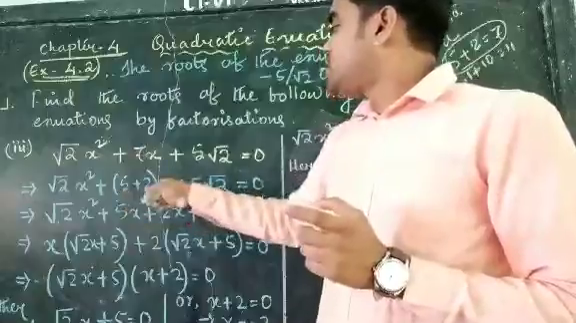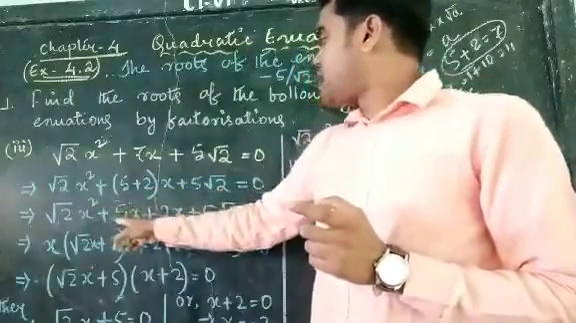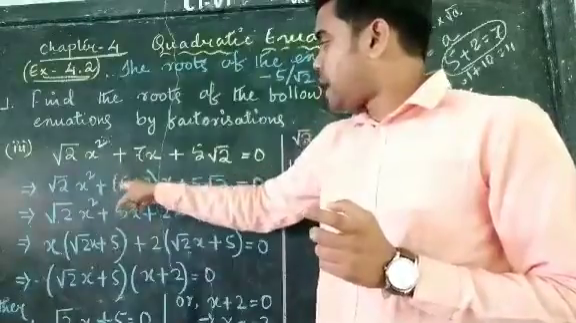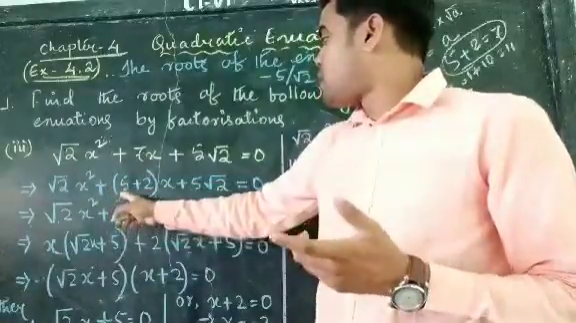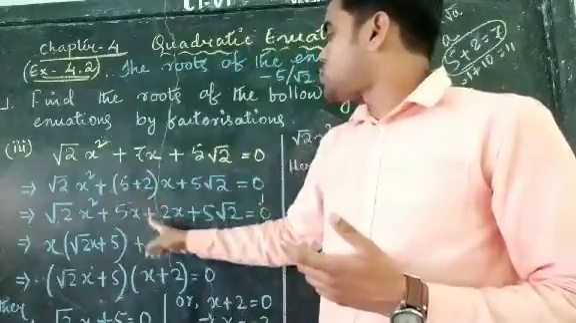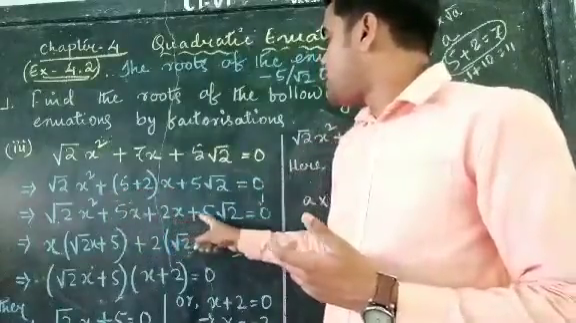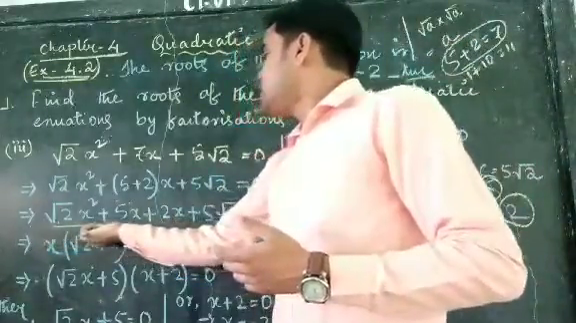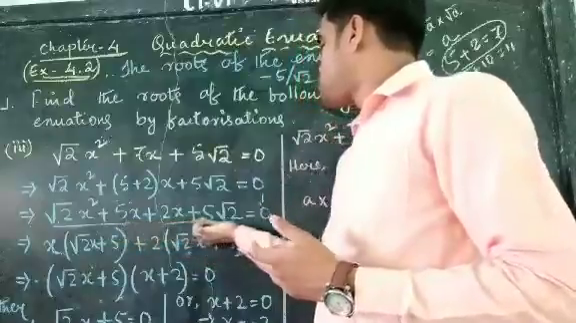Then we can remove this first bracket, root 2x square plus 5. Nothing is outside the bracket, that means 1 is there, so there is no problem and we can easily remove the bracket. So 5 into x is 5x, plus 2 into x is 2x, plus 5 root 2 equal to 0. Then again we can split these into two terms and two terms.